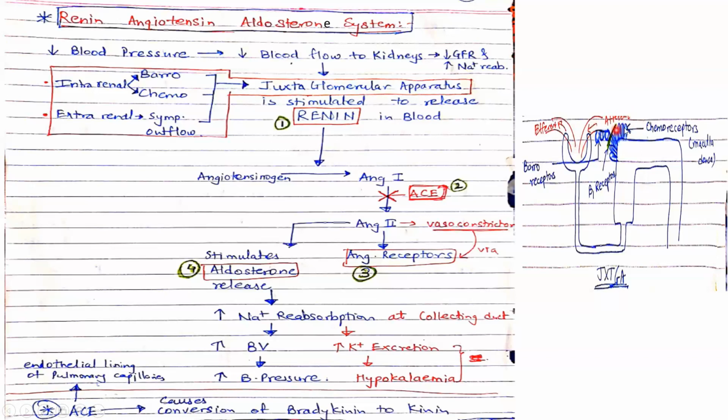So these baroreceptors sense that the pressure of the blood flowing through efferent arterioles is less. And it reacts to it by secreting renin. Remember, renin. Okay. Then, so these are baroreceptors.